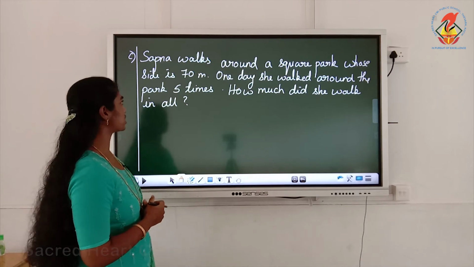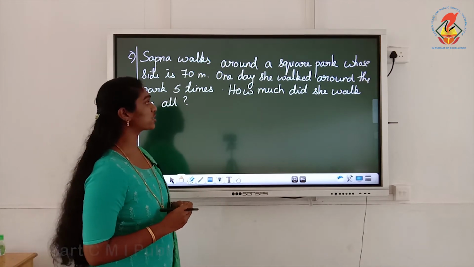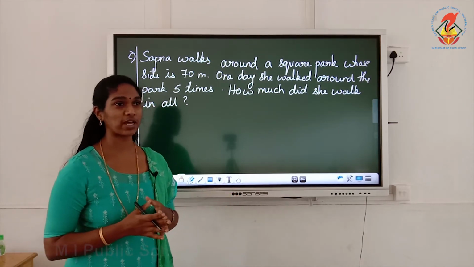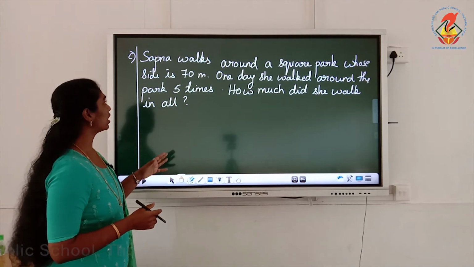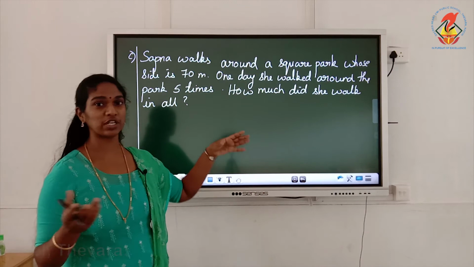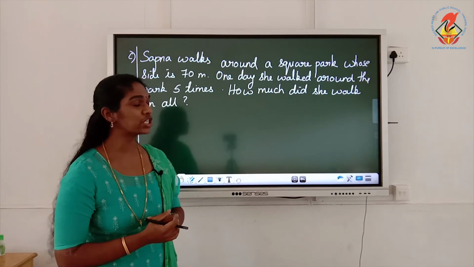Now, next question. Sapna walks around a square park. So, the shape of the park is given as square. Sapna walks around a square park whose side is 70 meter. We need only the side because since it is a square, the side is given.